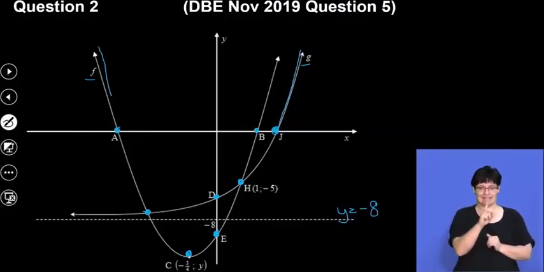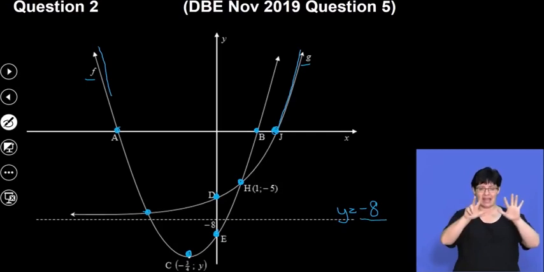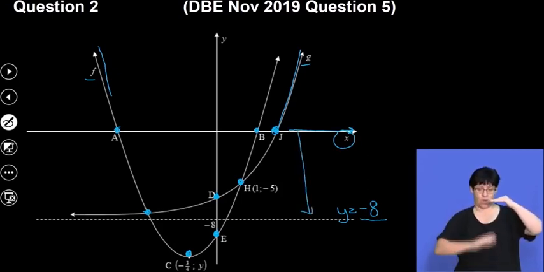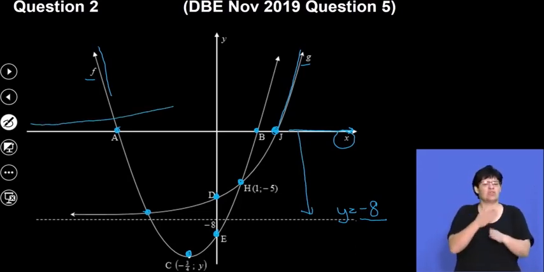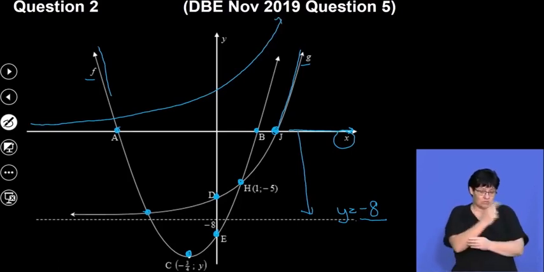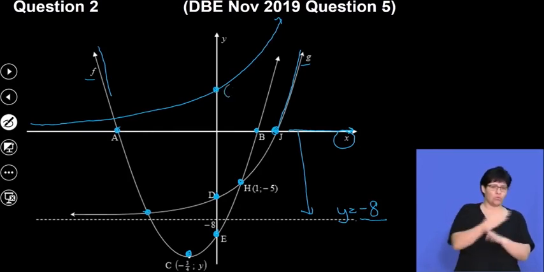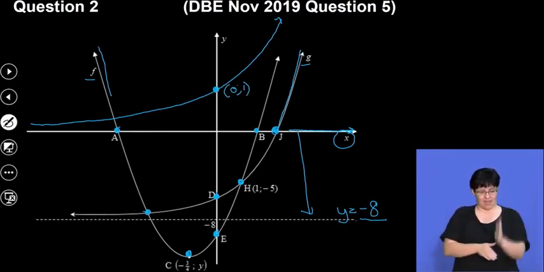So D is the y-intercept of the exponential graph. So this exponential graph has been translated downwards by 8 units. So it used to have a horizontal asymptote that was the x-axis. But now the horizontal asymptote has moved all the way down to y equals -8. So if we think about what this exponential function would have looked like before it was translated down, it would have looked like that, and it would have gone through 1 on the y-axis, which has the coordinates 0, 1.